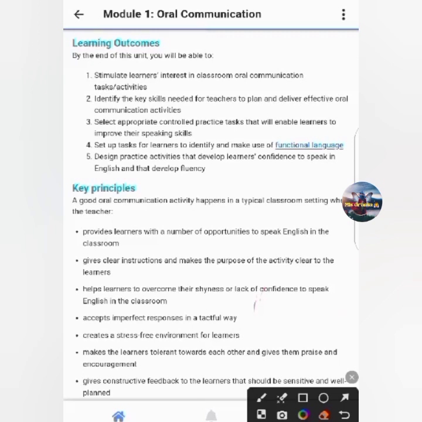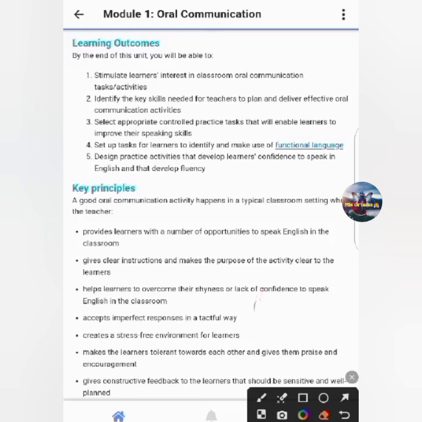Next, you have to identify the key skills that teachers need to plan and deliver effective lessons. As we discussed in chapter 1, in the next two chapters, chapter 2 and 3, we also discuss how the lesson would be delivered in our classroom related to oral communication. Third, we have to select appropriate and controlled tasks. Number 4, we have to set up the task for functional language. And fifth, to design practice.